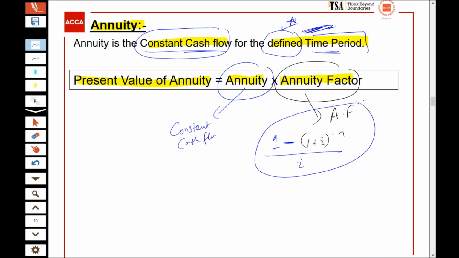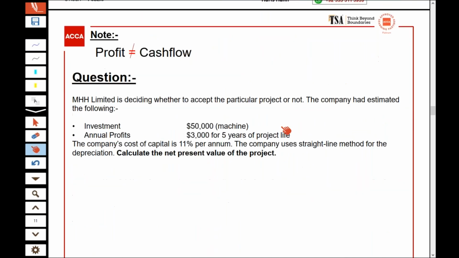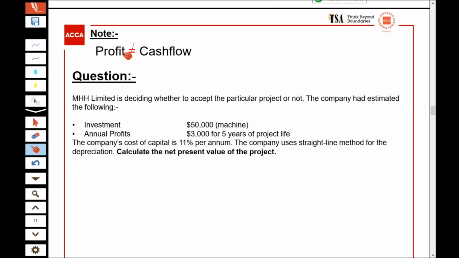Now, let's move to the question. See that note. Again, it is written that profit is not equal to cash flow. Profit is not equal to cash flow. Cash means it is the actual cash.